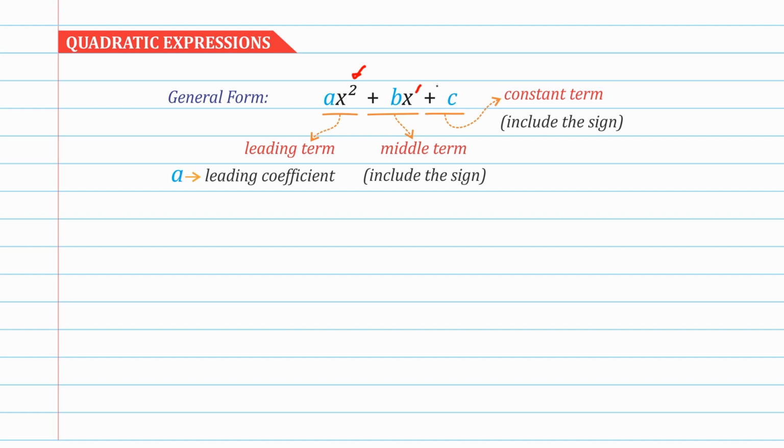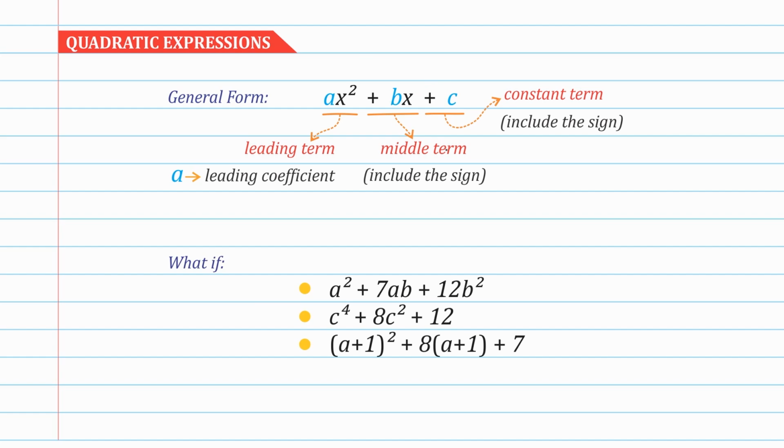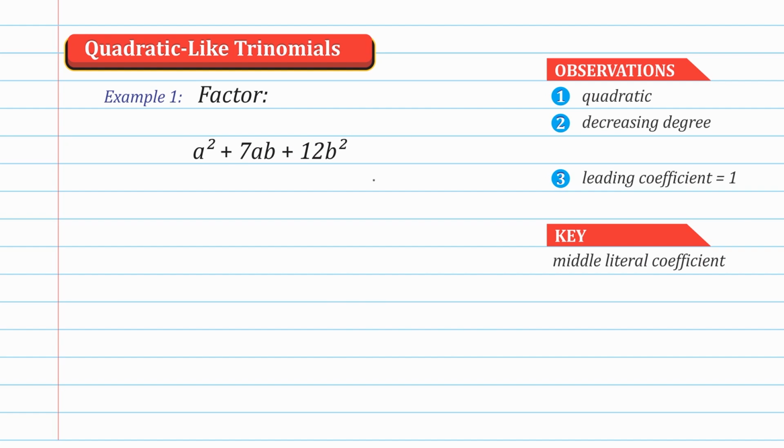Now, what we will do in this tutorial is, what if we're given a trinomial that looks like this? Of course, this is still quadratic. The problem is, what if we are given one to the 4th power like this one, or something more complicated than this one? So this is our topic for today. Let's look at this first example.